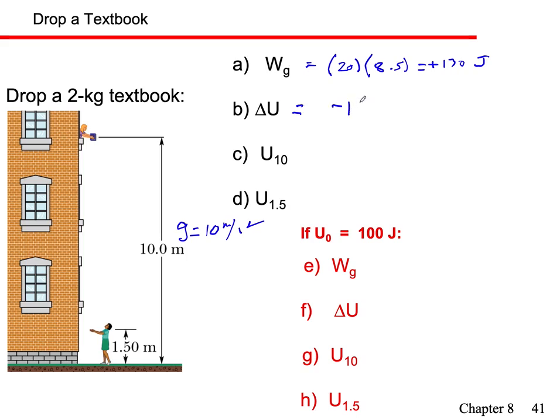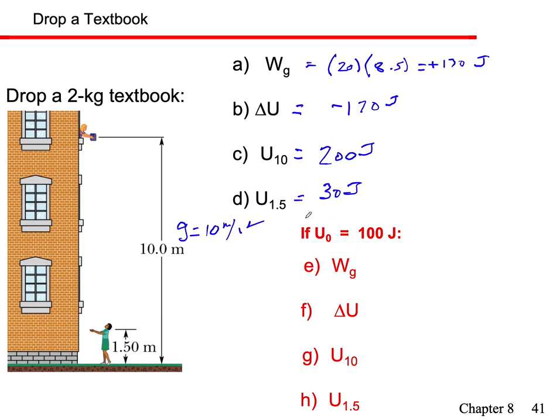It's going to be negative 170 joules. What was the potential energy at 10 meters? Well, that would be 2 times 10 times 10, or 200 joules. The potential energy at 1.5 meters would be 30 joules. And that's our change in potential right here as it goes from one point to another.